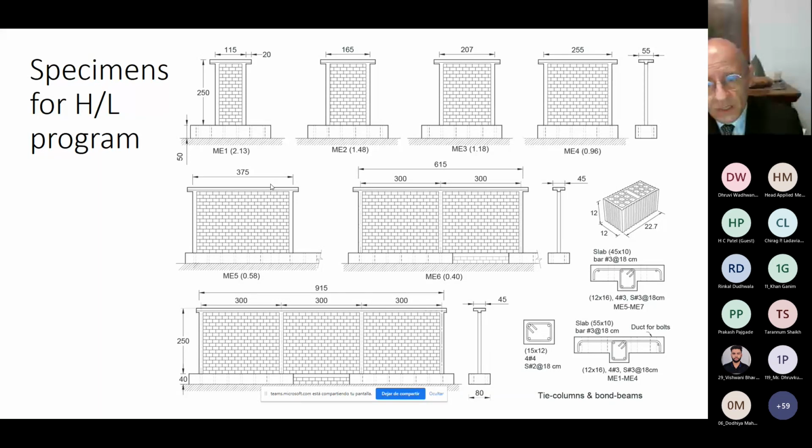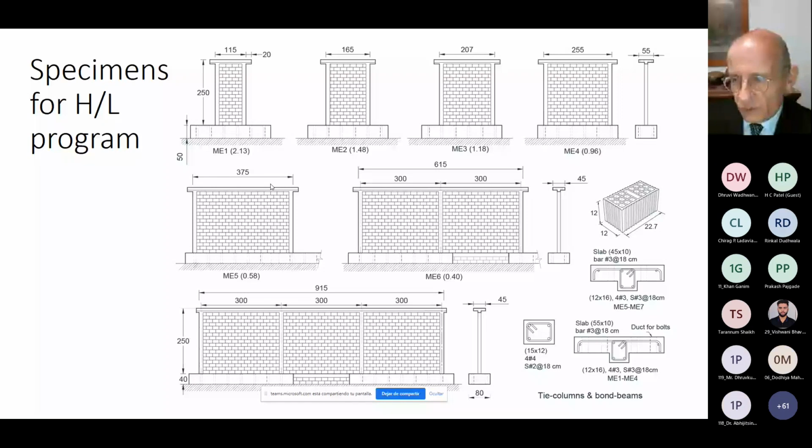And so we tested these 7 walls. It is a series of walls with the same height, and the length of the wall was varied. So the aspect ratio of the walls changed from very slender walls. The first one has an H over L, height over length ratio, of 2.13, next 1.48, etc. And up to a very long wall with a very small aspect ratio.